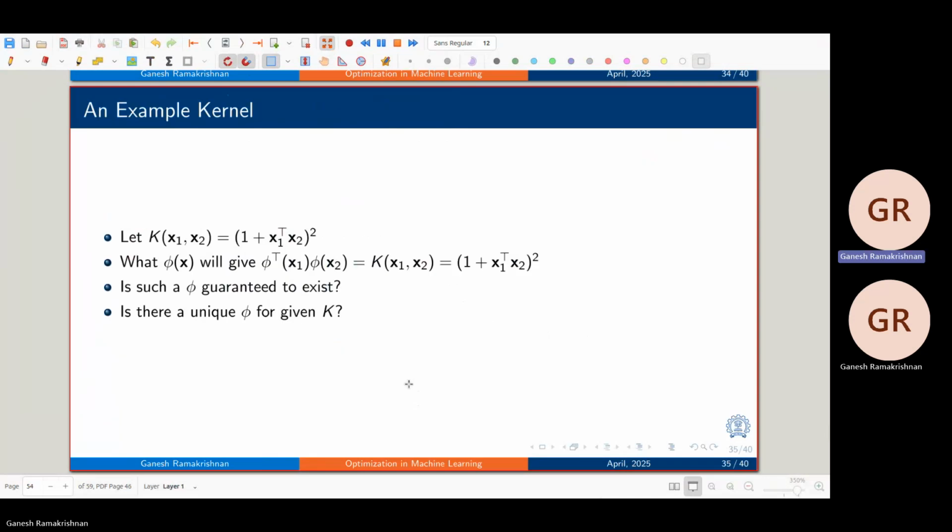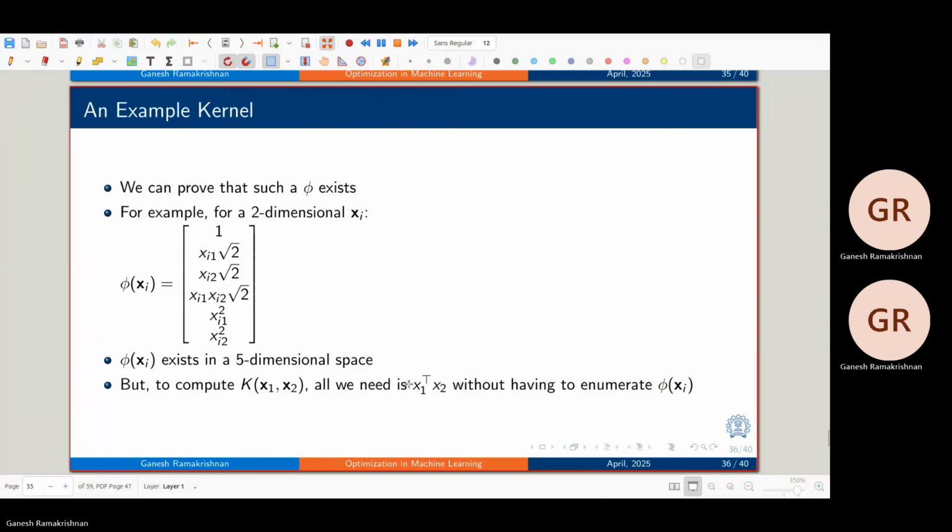I've given an example: if K(x1, x2) is (1 plus x1 transpose x2) whole square, you can find out what is the phi that will give this. It's going to be at least 5 dimensional. Oh, it's just a 6 dimensional phi, sorry, there's a 1 as well. So phi of xi basically lies in a higher dimensional space. There's a 1 at the top just because of the bias.